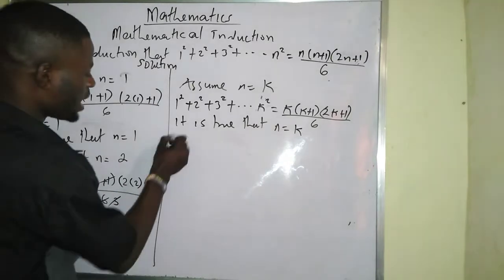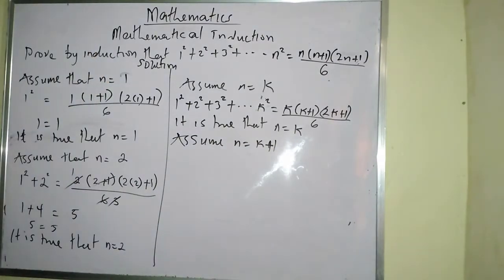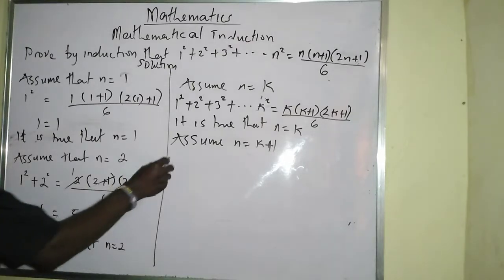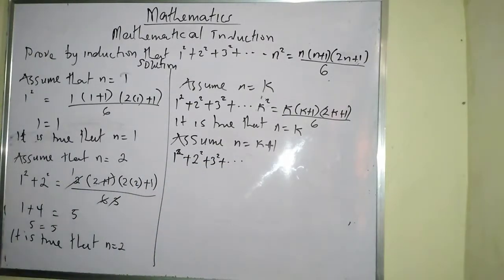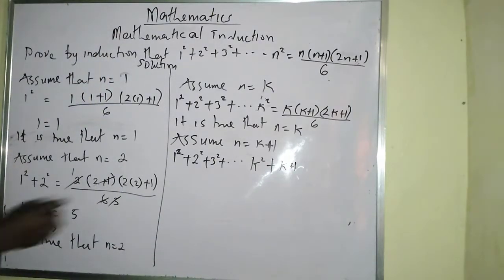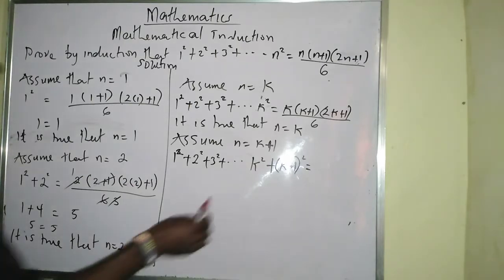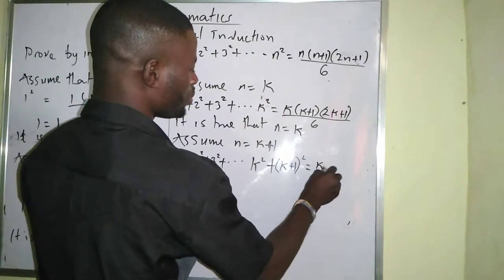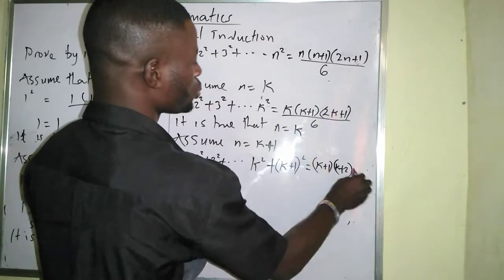Now, I will move on to the next one. Assume N equals K plus 1. Now, this is where the sensitive part comes from. When I assume that N equals K, I have 1 squared plus 2 squared plus 3 squared plus, running into, K squared plus K plus 1 also squared. Please take note of that. The other one was K plus 1 and there won't be any problem. Anywhere we see our N, it will surely be K plus 1, and also K plus 2, and also this one will now be what?